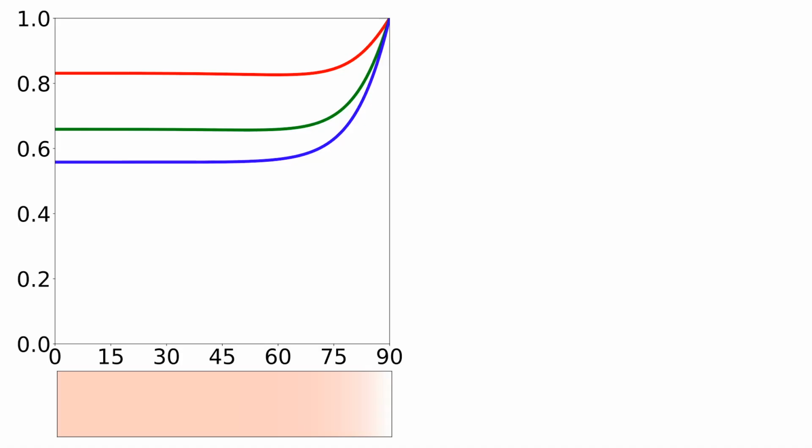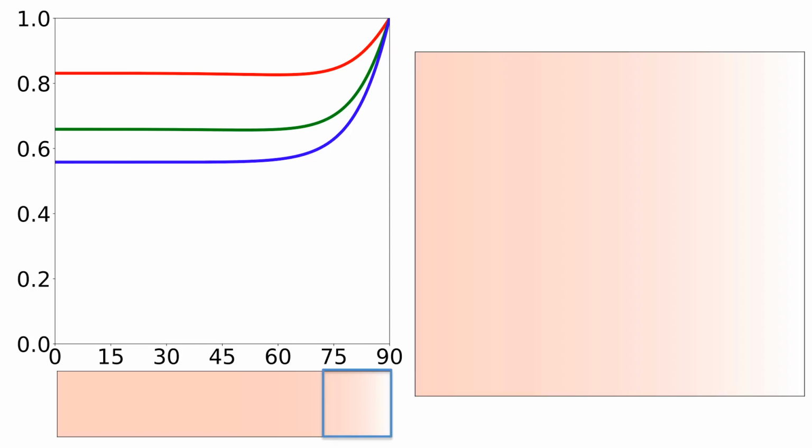For now, we will visualize the results for the 0 to 90 degree range of incidence angles in two ways: as plots for the values of the RGB channels, and as a color strip. Since most of the variation appears at glancing angles, we'll also zoom in on that part of the angle range.